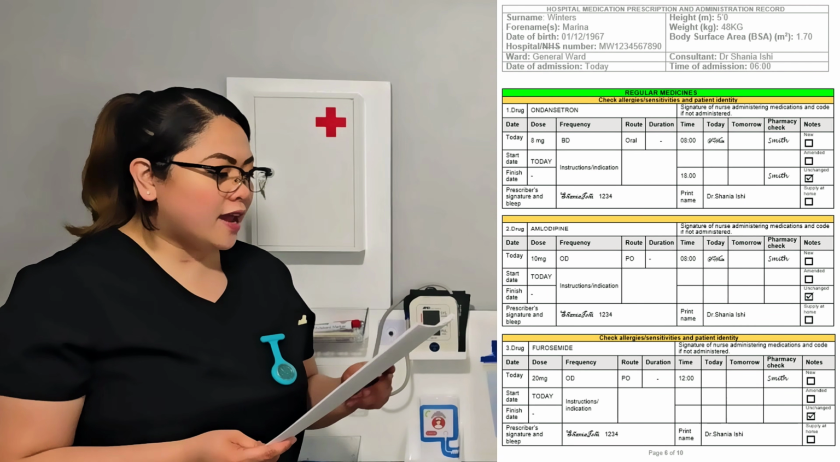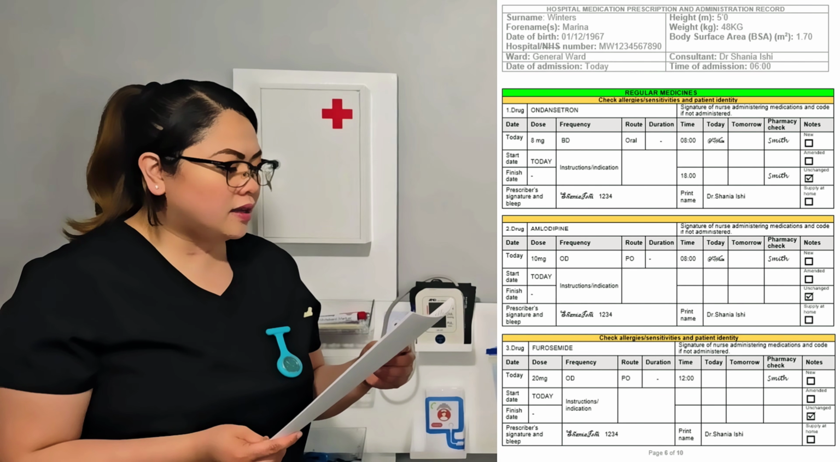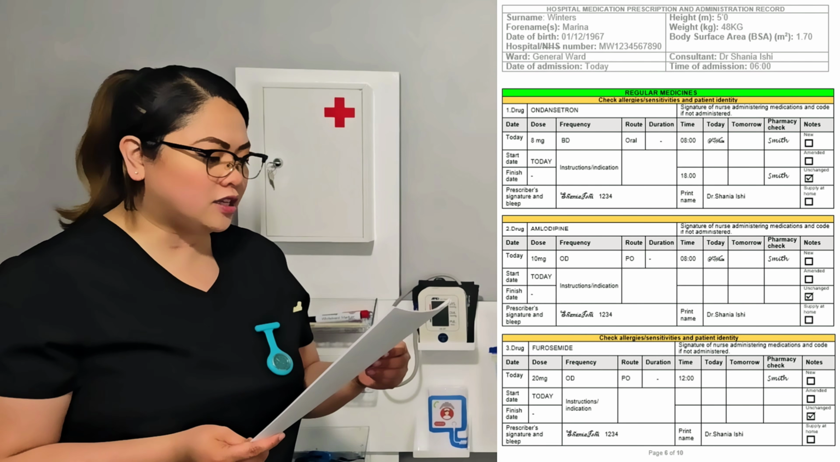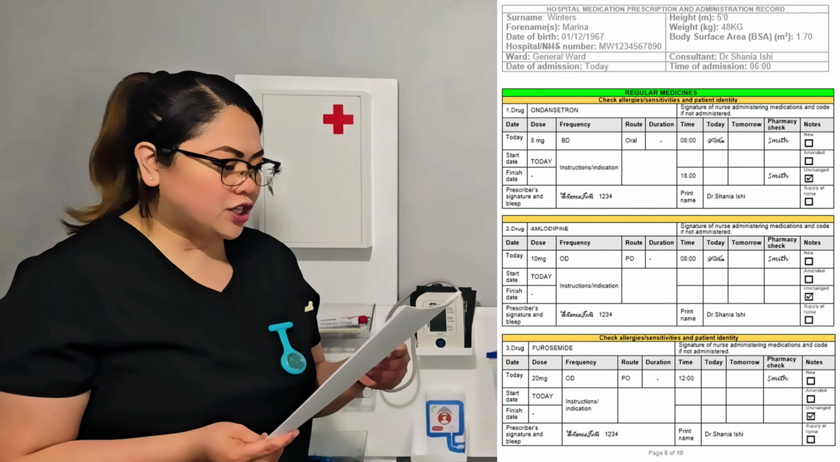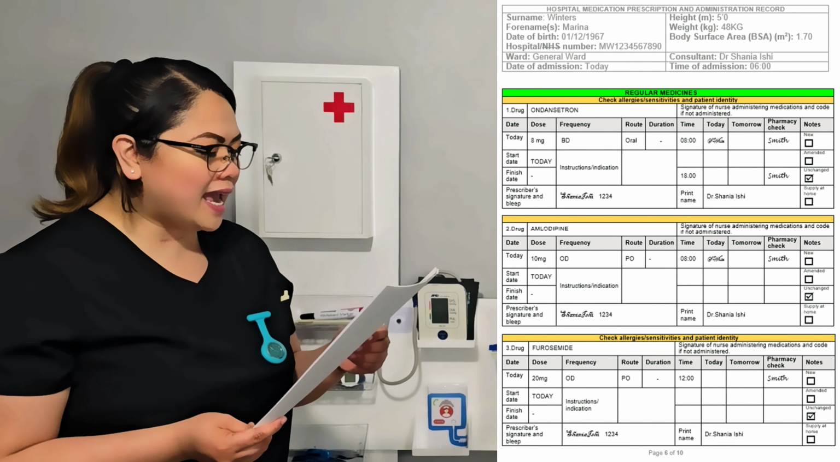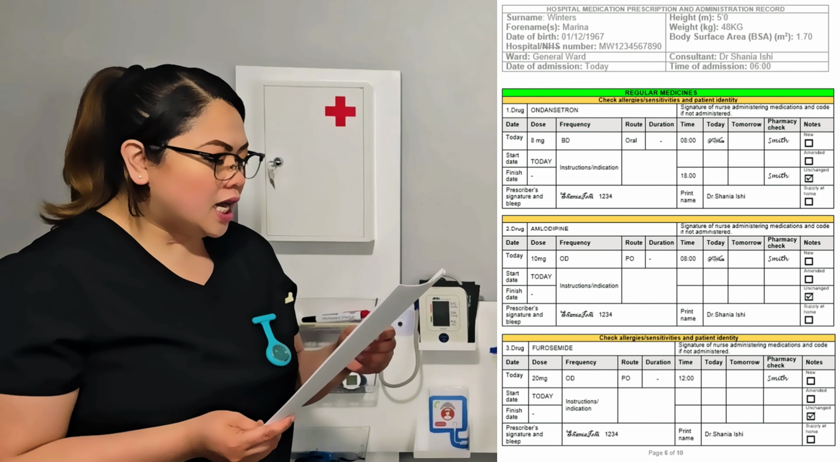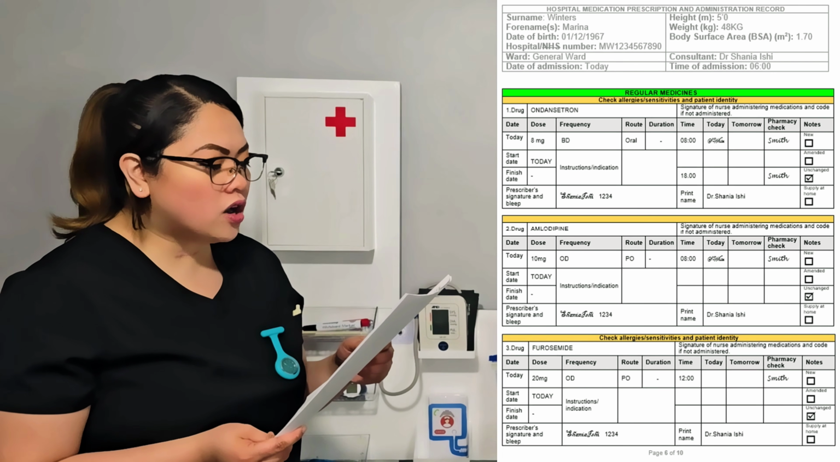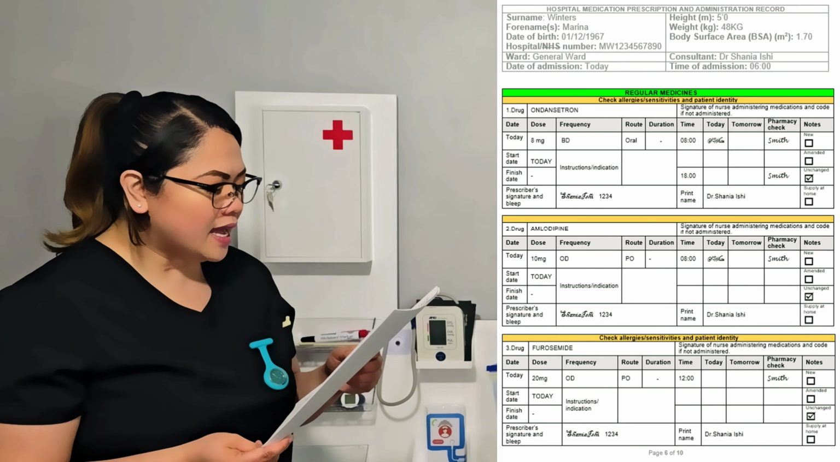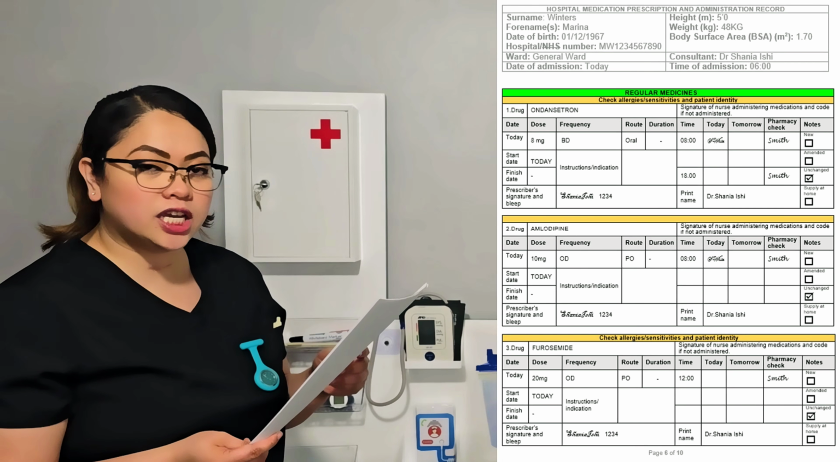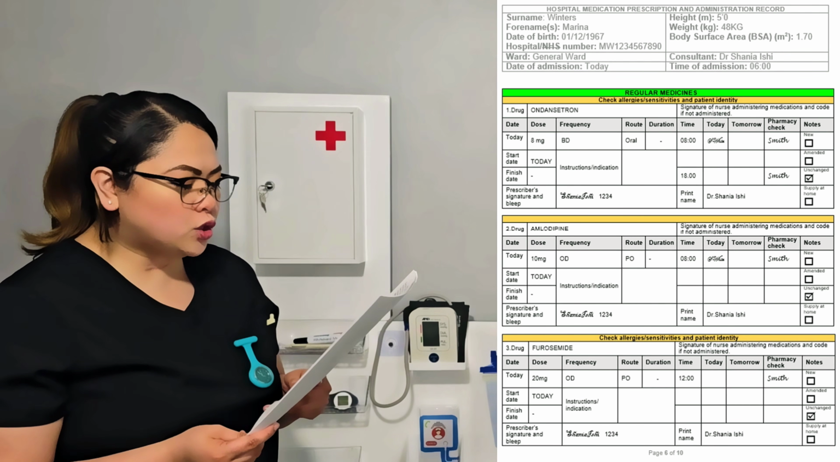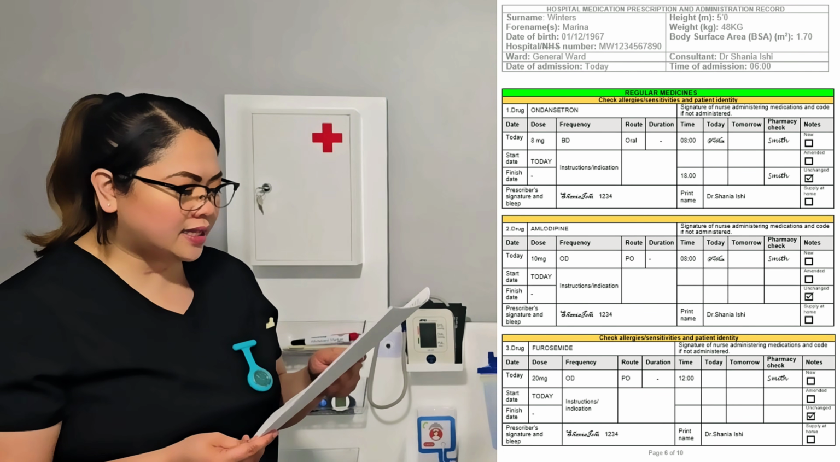This prescription is again for Marina Winters. The information of the patient is correct and complete. For the regular medication, I got here ondansetron for today, 8 milligrams orally, twice a day orally. The start date is today. There's a prescriber signature, Shanai Ishii, and the blip number 1234. Printed name of the doctor is there.